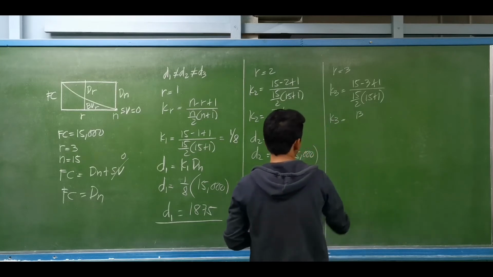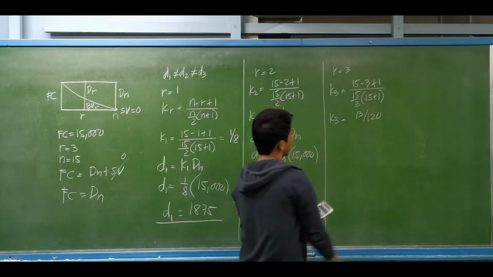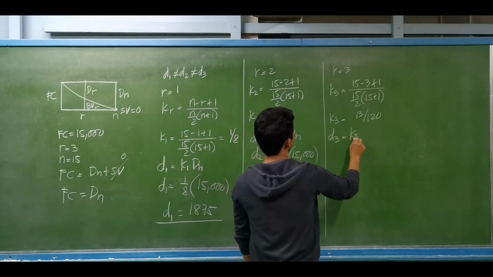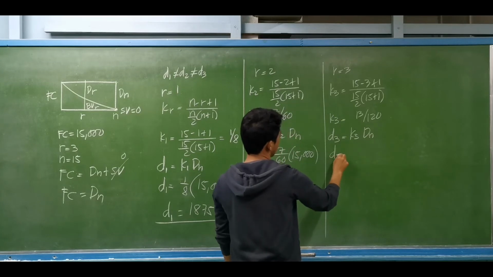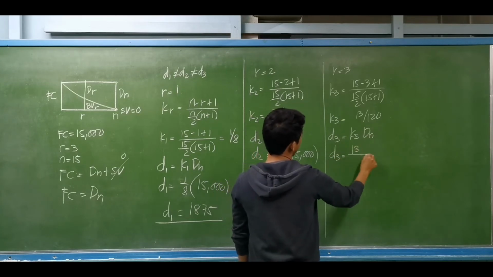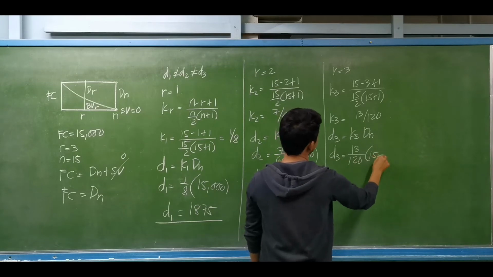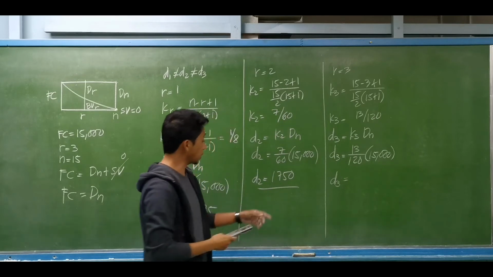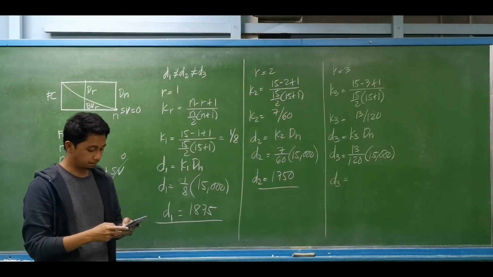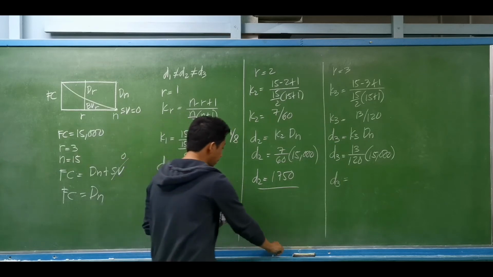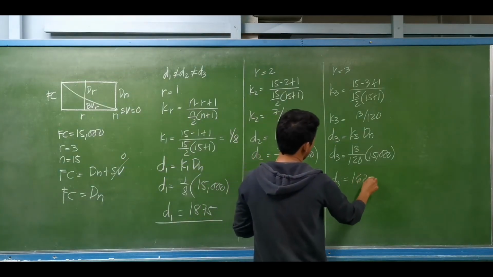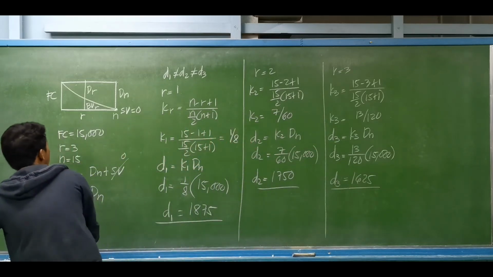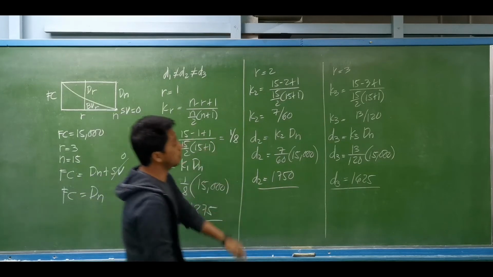This is equal to 13 over 120. So we have the depreciation on the third year equal to k sub 3 times d sub n. Depreciation on the third year is equal to 13 over 120 of 15,000. So depreciation on the third year is expected to be less than 1,750, and that is equal to 1,625.